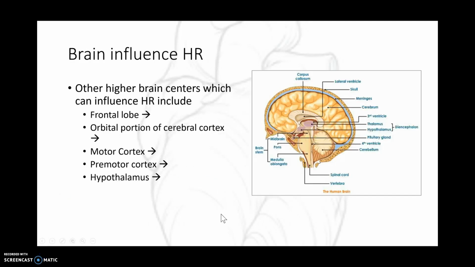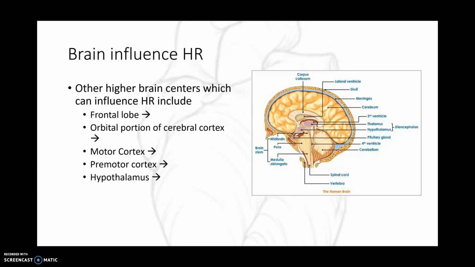So let's briefly talk about how the brain influences heart rate. There are other sections that can influence cycle rate as well. Our frontal lobe, which houses our limbic center and our emotions, can affect cycle rate. Our orbital portion of our cerebral cortex can impact it. Our motor cortex controls physical activity, so that's going to influence cycle rate. Our premotor cortex, if you remember, sets the stage for our motor cortex, right?